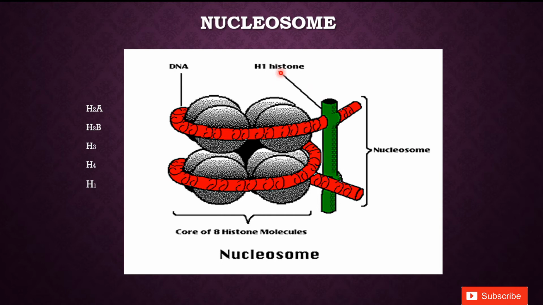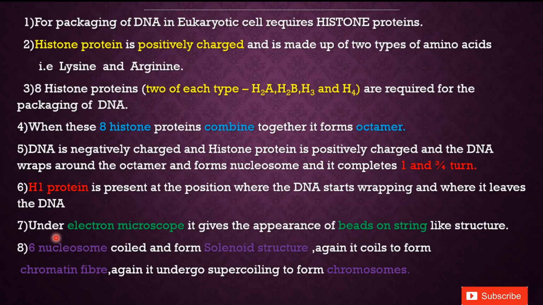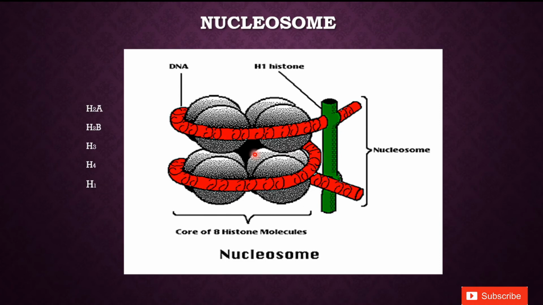So here at this position one more protein, the ninth protein, is present, that is called H1 histone protein. Then under the electron microscope, if this structure of nucleosome is seen, it will give the appearance of beads on a string. Beads means moti, string means thread. Beads on string like structure. Now see how the coiling takes place. This is how the nucleosome structure is formed.